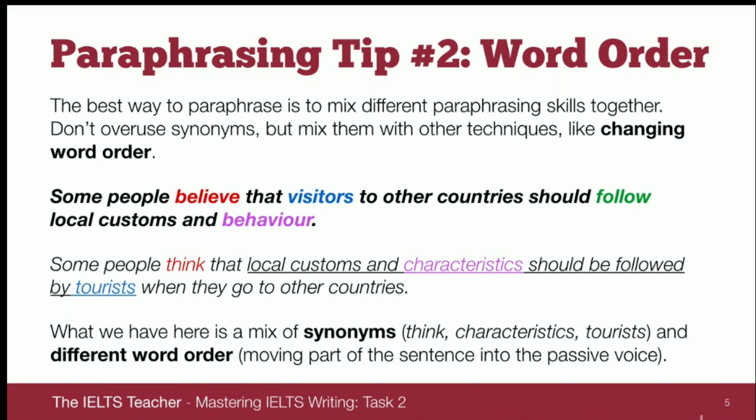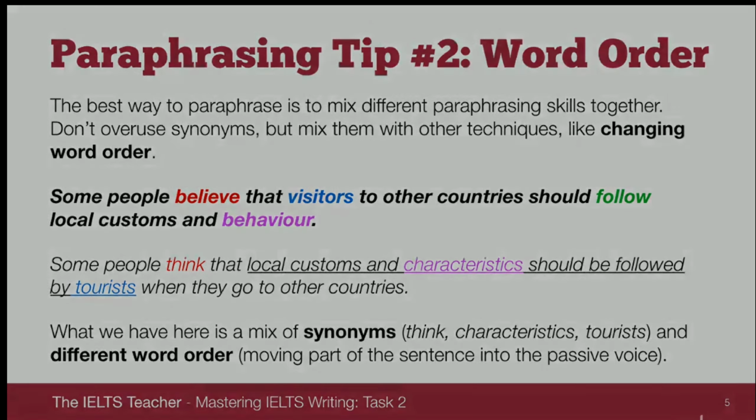So what have we done here? Well, we've used a mix of synonyms, think, characteristics, tourists, and different word order. In this case, we've moved part of the sentence into the passive voice. So instead of the active, other countries should follow, we've turned it into the passive, characteristics should be followed by tourists. That's one way that you can change word order. English is fairly flexible, not entirely flexible, but fairly flexible. So think about how you can change word order when you're looking at your tasks.